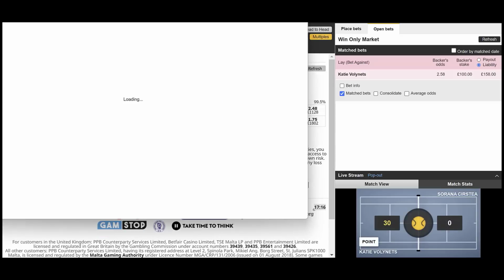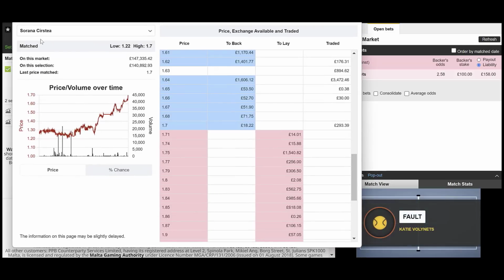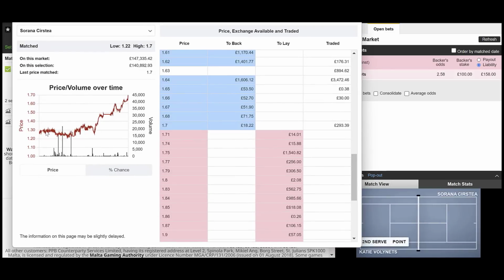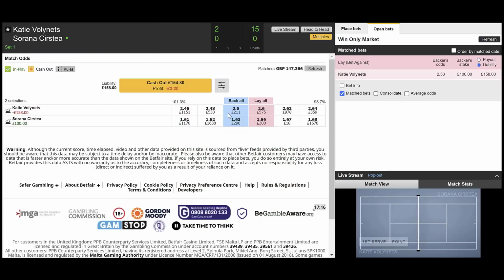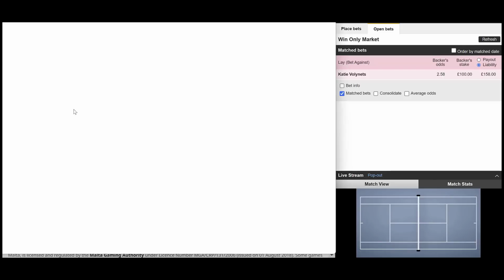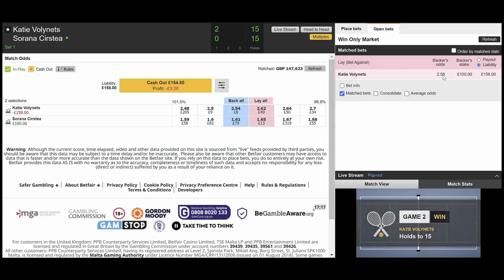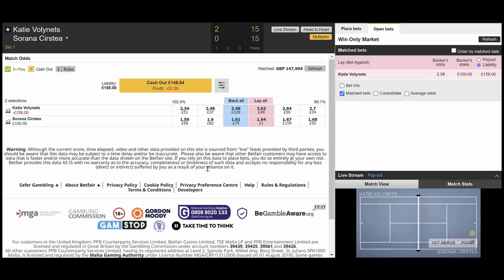So instead of waiting for her to win the first set before laying her, we're going to get in a little bit earlier. Now, let me show you, Sestea's starting price was pretty much 1.28, and she's obviously risen in price up to 1.63. And Katie, the underdog, let's just have a quick look at that price. We can see that she started out around 4.5. So we've laid her at 2.58, and we're looking for the favorite to get back in the match within the first set. That's the idea behind this sort of approach.